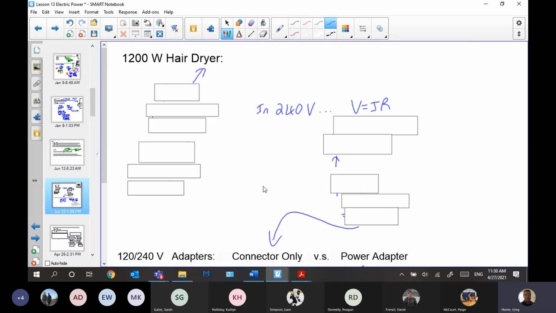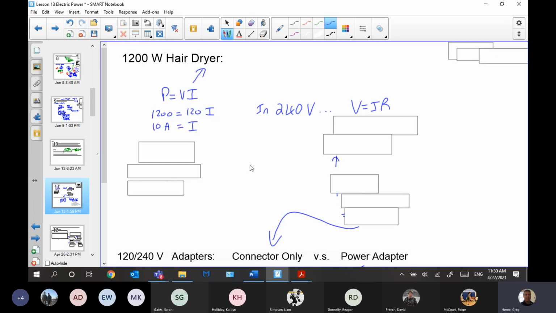So here's an example to help see this again, right? If you have a 1200 watt hair dryer, I have one of these in 124, which I normally show in this lesson. So power equals voltage times current, right? We know it's designed to be used in a 120 volt circuit. And so we can calculate that it's going to draw 10 amps, right?